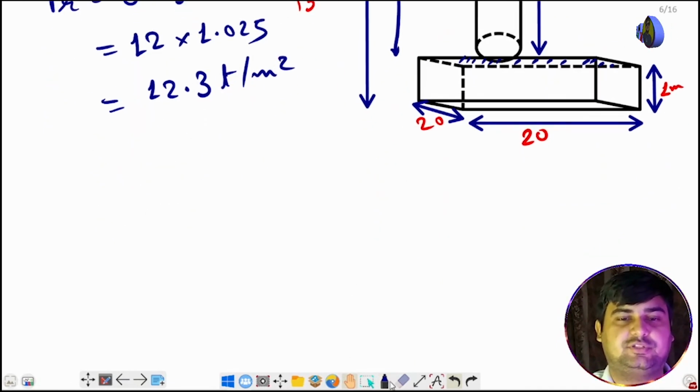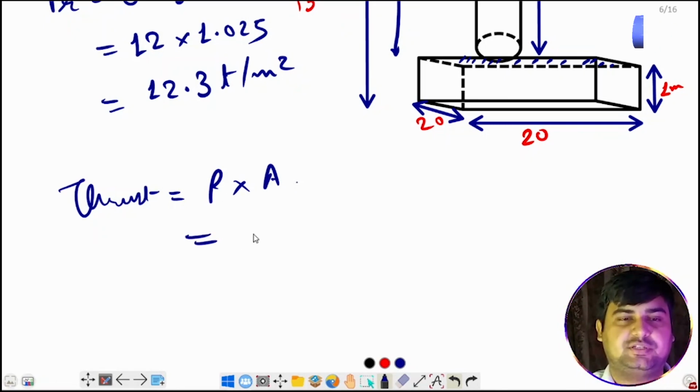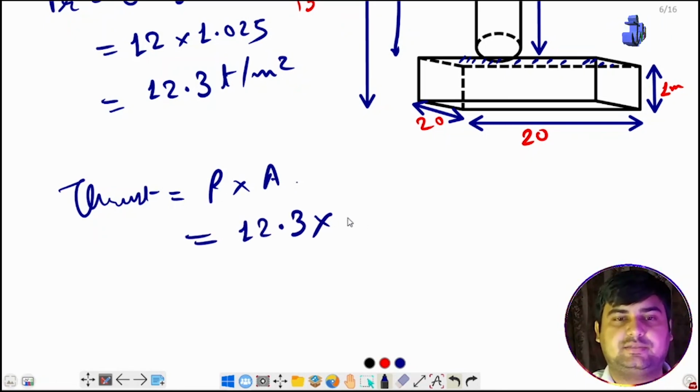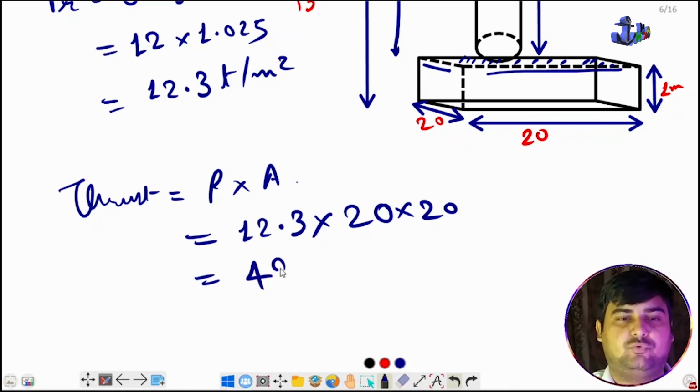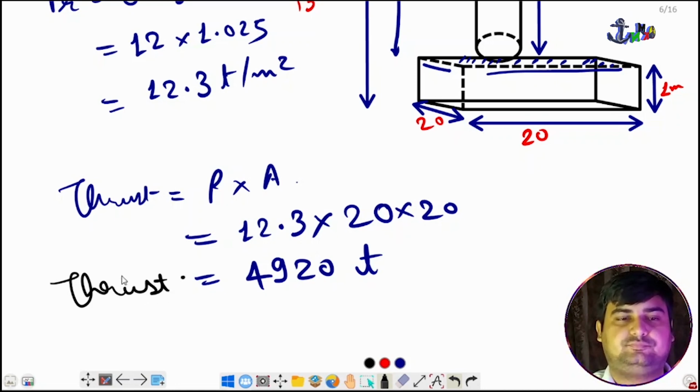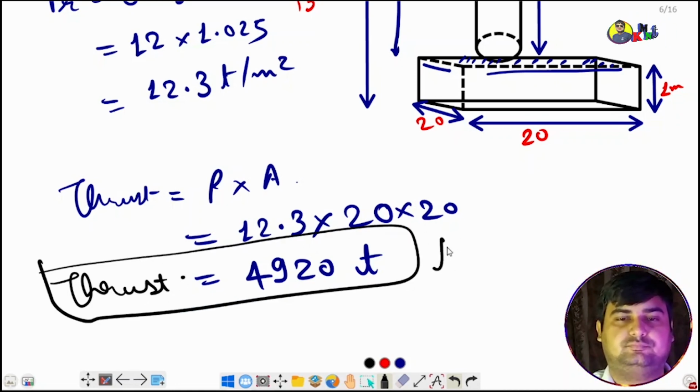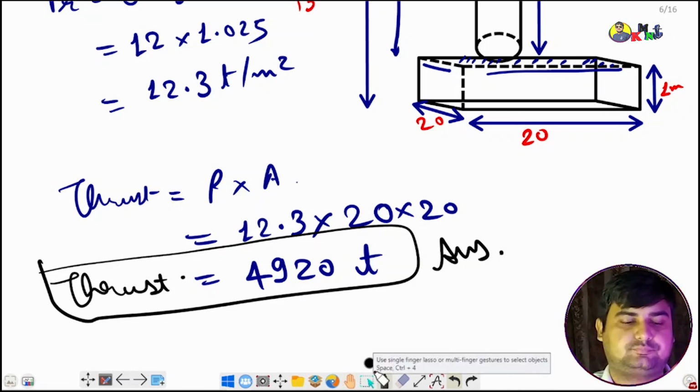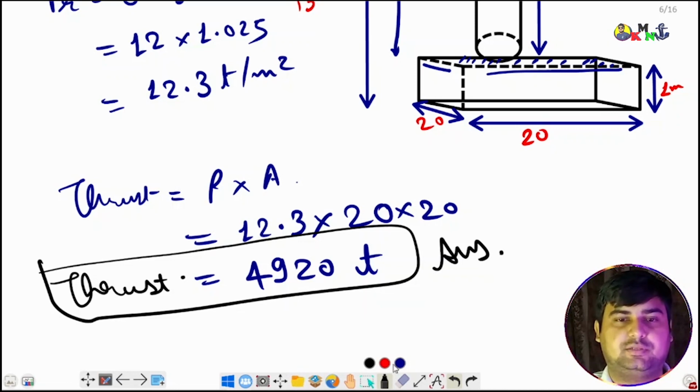But we need to find out thrust. So thrust is equals to pressure into area. So pressure is 12.3 and area is 20 into 20, because this is 20 and this is also 20. So it will be 4920 tons. That is the thrust. So now we will proceed to next question.